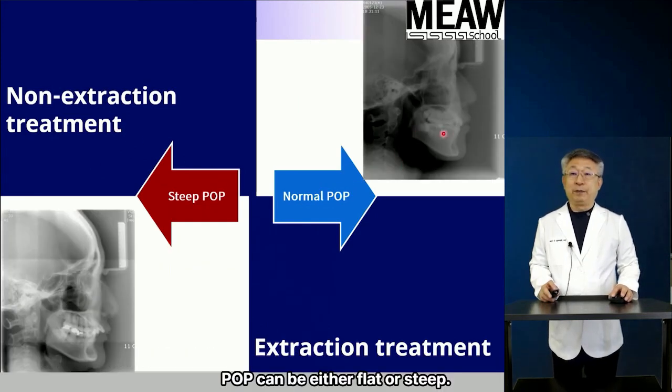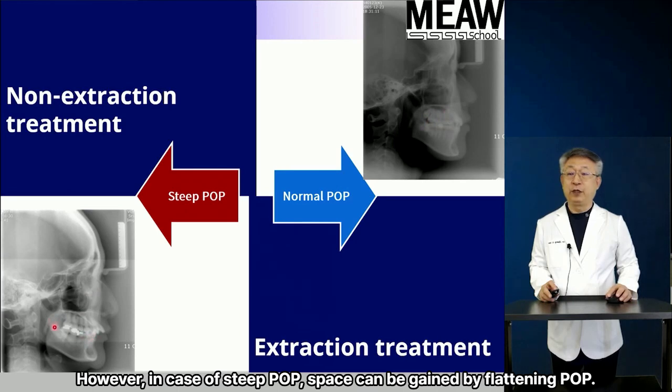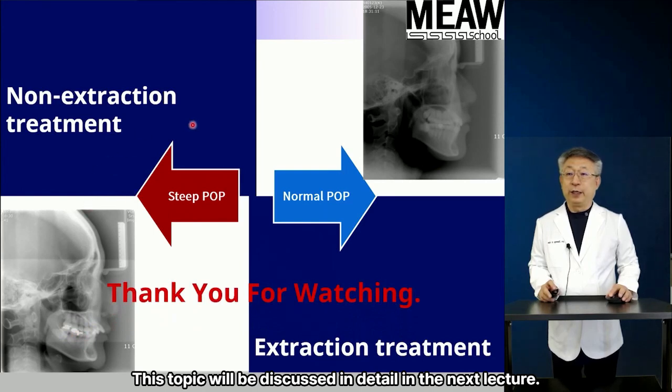POP can be either flat or steep. In which case is it easier to gain space? In case of normal POP, it is difficult to change POP. However, in case of steep POP, space can be gained by flattening POP. This topic will be discussed in detail in the next lecture.